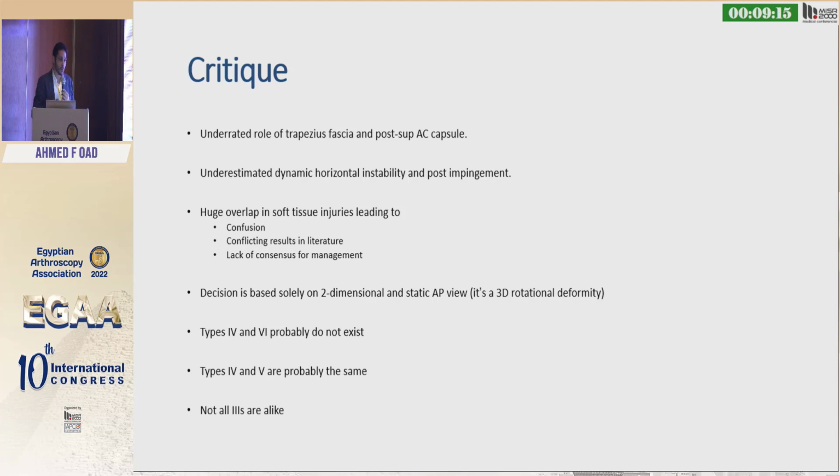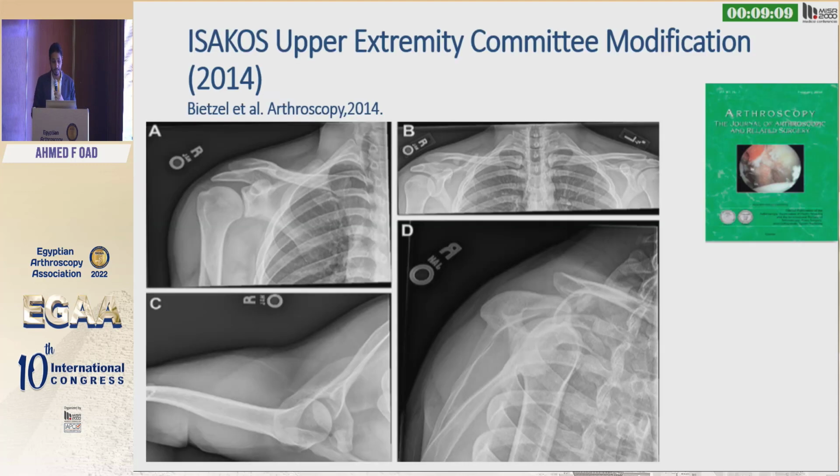And of course, the most confusing part is that not all type 3s are alike. So this is what made the Upper Extremity Committee modification through the ISAKOS in 2014 suggest these X-ray routines for the patient suspected with AC dislocation: the true AP, the Zanca view, the axillary view, as well as the cross-chest abduction view, or the Basmania view, or the Alexander view.